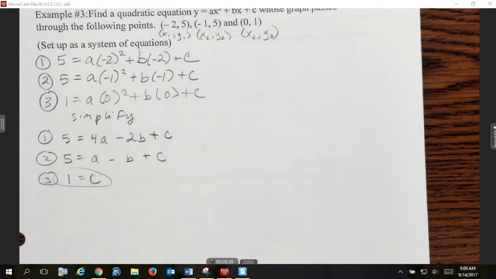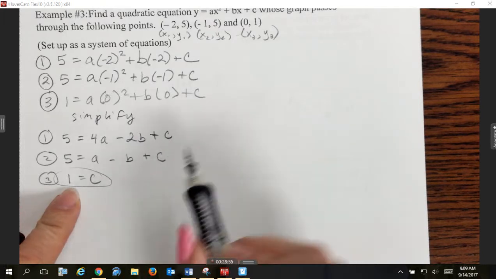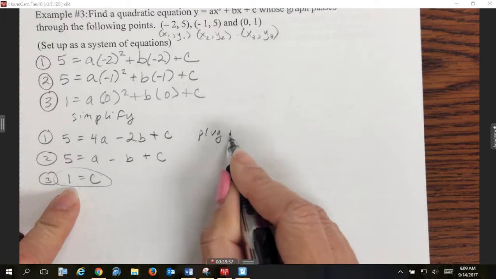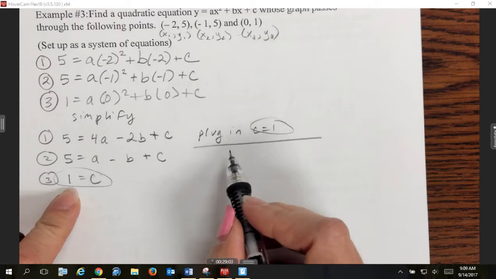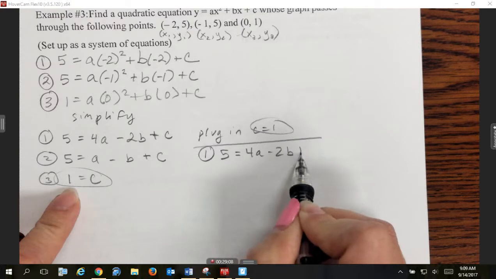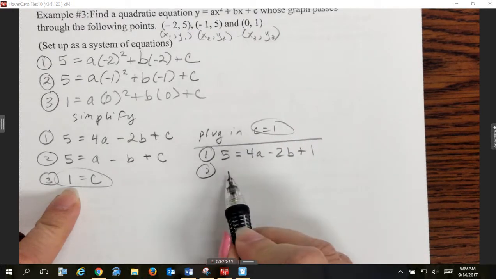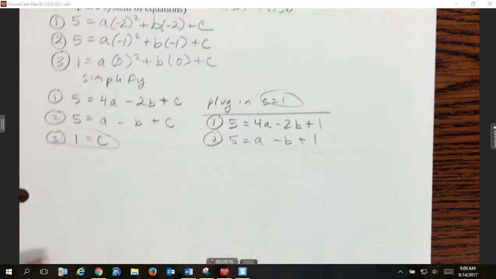What should we do with that? Plug it in where? If I take C equals 1, I can plug it in both in equation 1 and 2. So my new equation 1 is now 5 equals 4A minus 2B plus 1. Equation 2, 5 equals A minus B plus 1. So I'm just substituting.